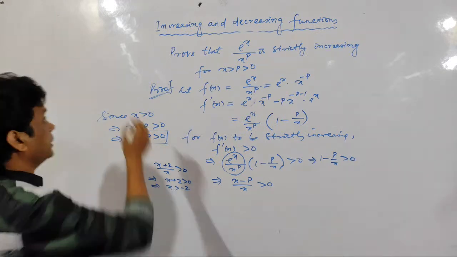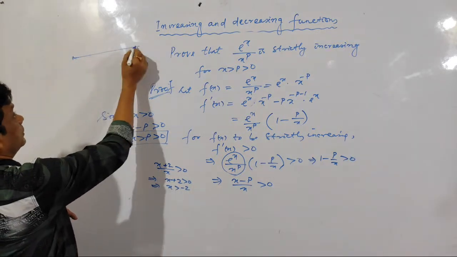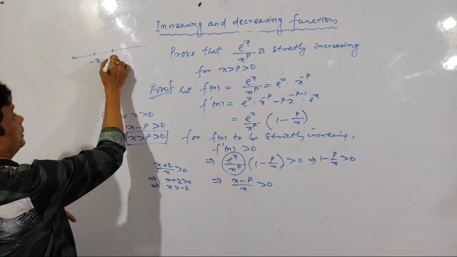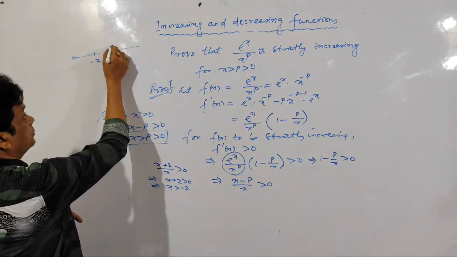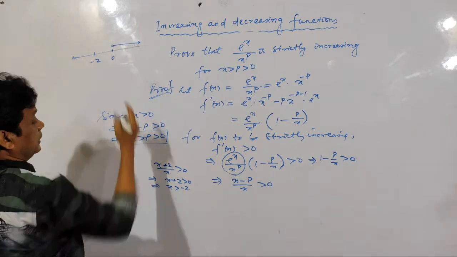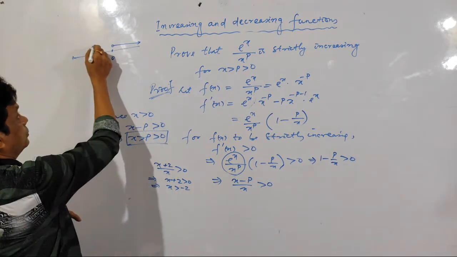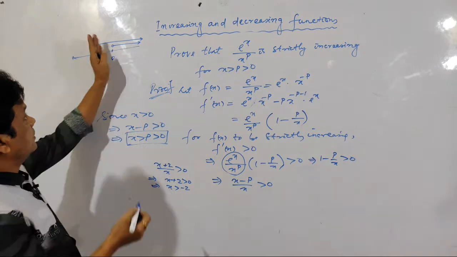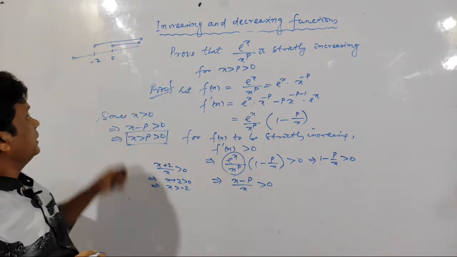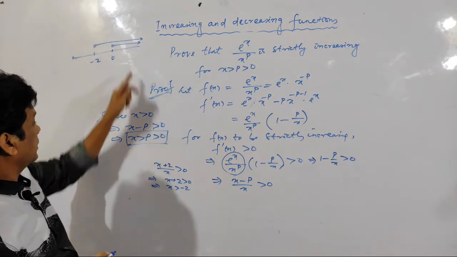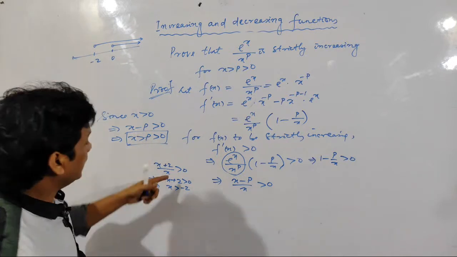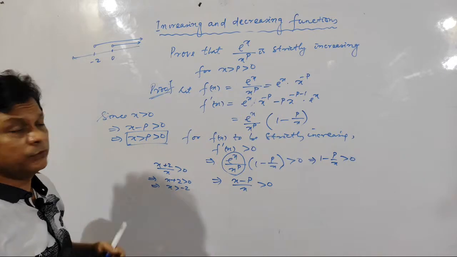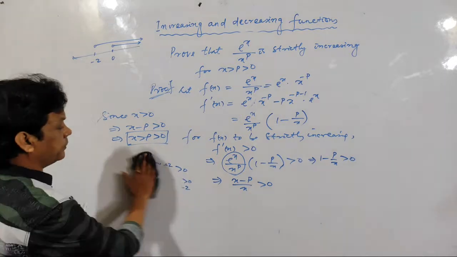But what is the intersection? This one is minus 2, this one is 0. The denominator gives x greater than 0 and the numerator gives x greater than minus 2. So what is the intersection? x is greater than 0. That means for the intersection, x and p must be greater than 0. If p is negative, it is meaningless. So p must be positive.